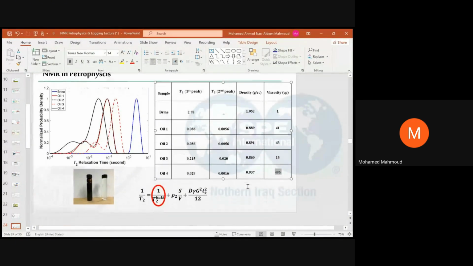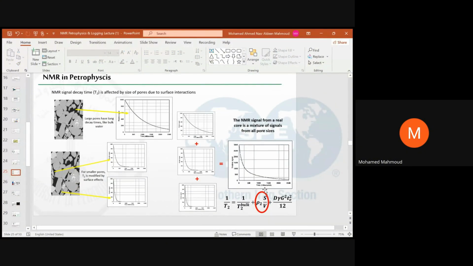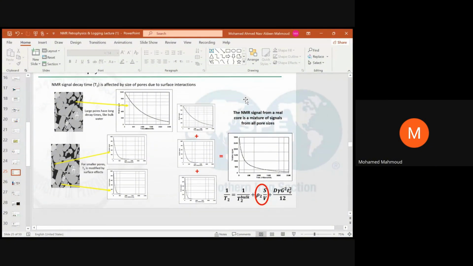In addition to porosity, we can get the viscosity. We can also get the pore size distribution. This is the rock sample. We can decompose the bulk relaxation, or the overall relaxation signal, into different components, for example smaller, intermediate, and larger ones, to get exactly the pore size distribution of the rock sample.